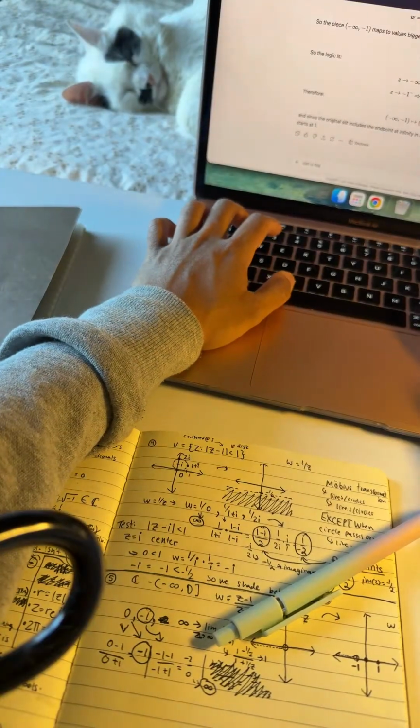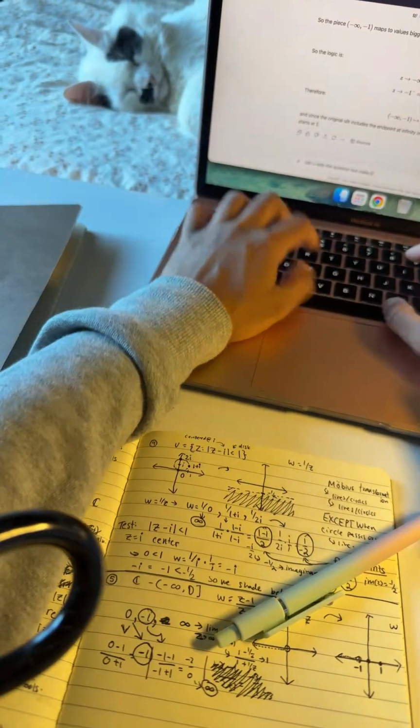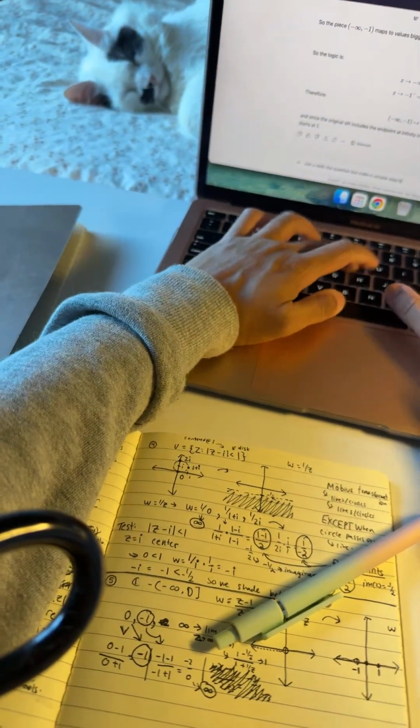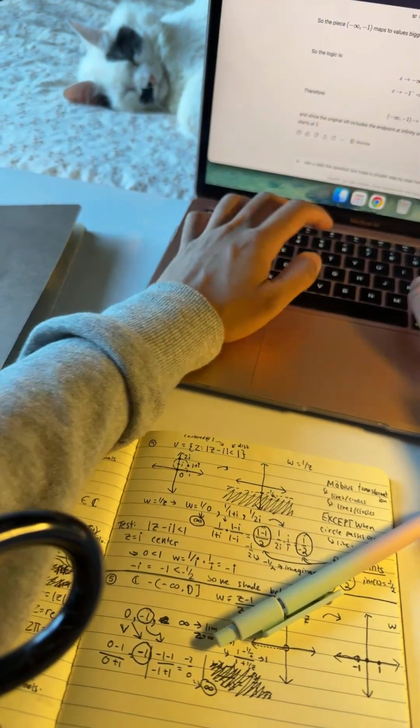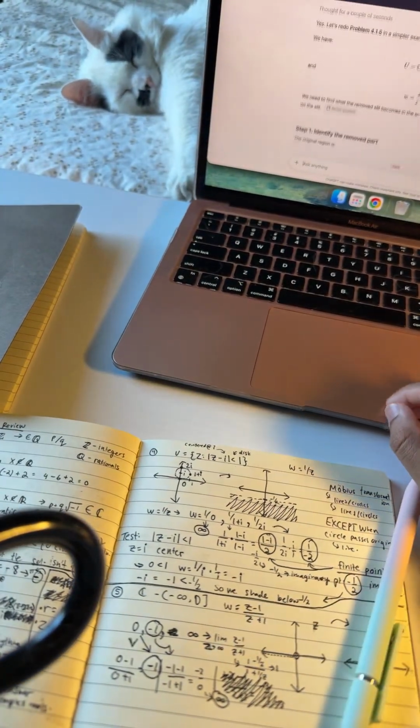Can you redo the question, but make it simpler, step by step, how to do it? Okay.